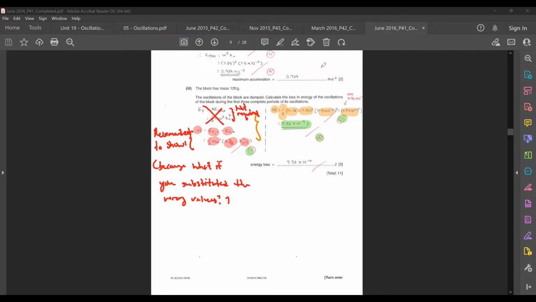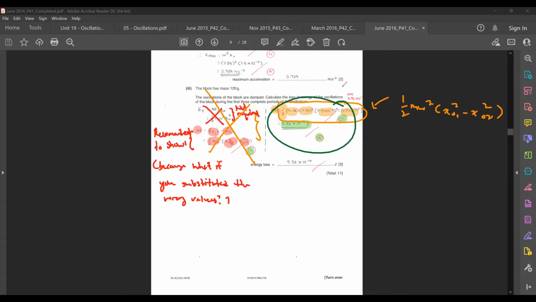Let's say, for example, if I look at my workings right now, I see this equation, I see all these values here in the equation. This implies to me that I already know half m omega square x naught 1 square minus x naught 2 square. So if I did not show this, and I show just this alone, I will still have gotten the C mark from here, because this working implies that I know this equation.